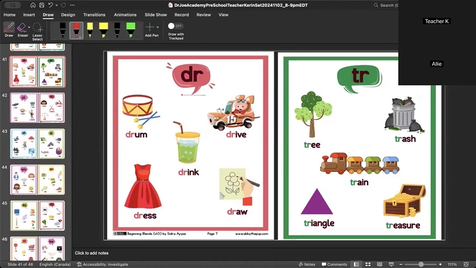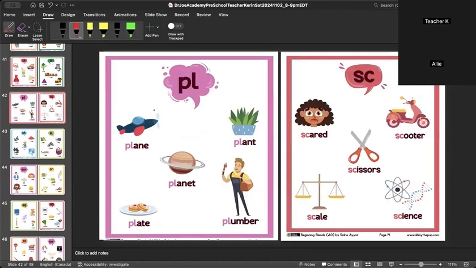Drum, drive, drink, dress, draw. Tree, trash, train, triangle, and treasure. We just learned triangle. Yes, we just did. And this one. Plane, plant, planet, plate, and plumber. Yes, good. What job does plumber mean? A plumber is a person who fixes the toilet.